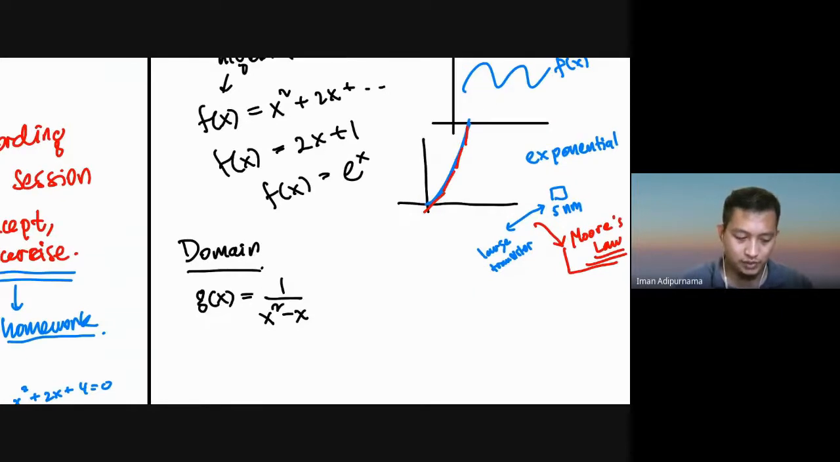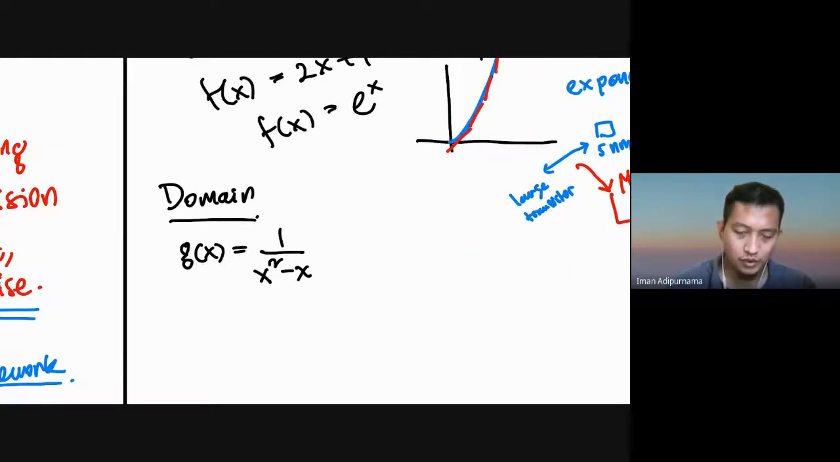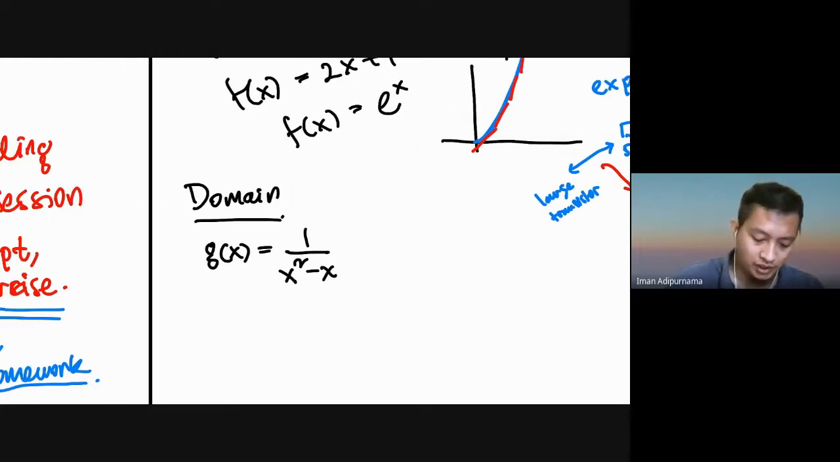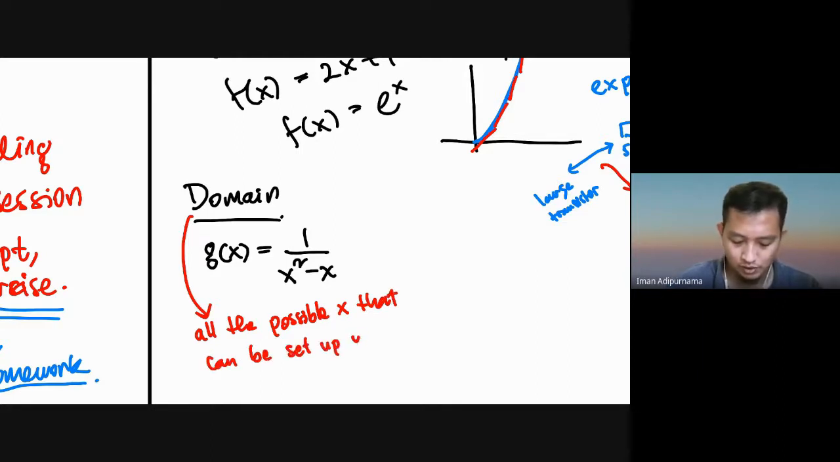1 over x squared minus x. Okay, now for the domain, what we need to look for is, logically, if you want to make the graph, you need to put some numbers of x. What the domain here means is all the possible x that can be set up with the function. So all the possible numbers that logically can be set.